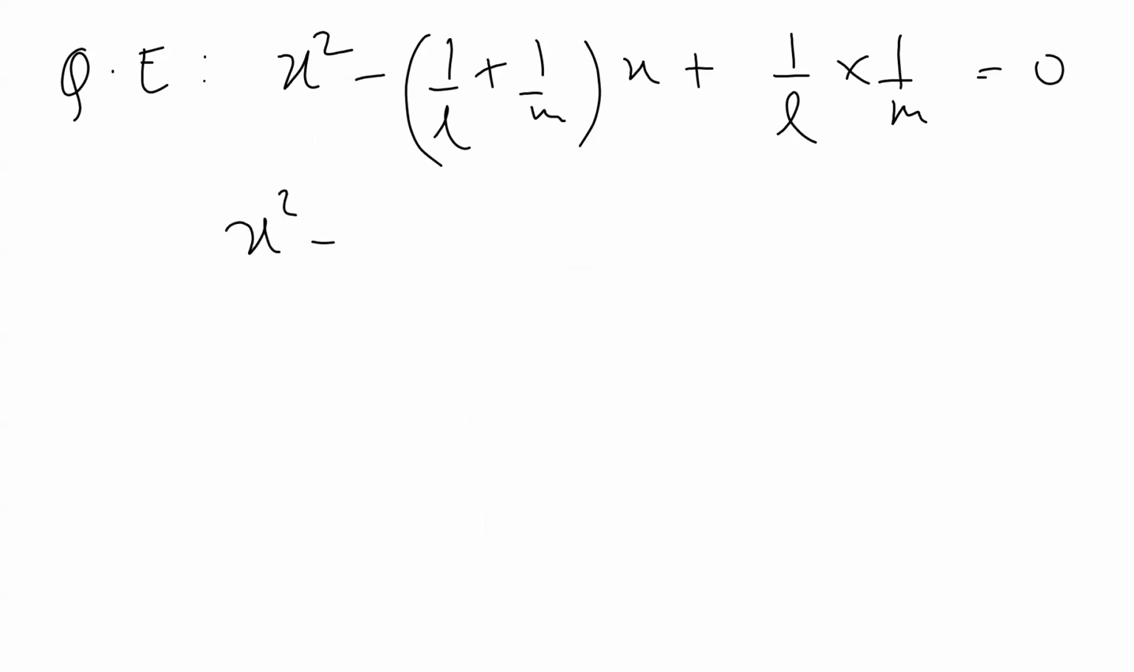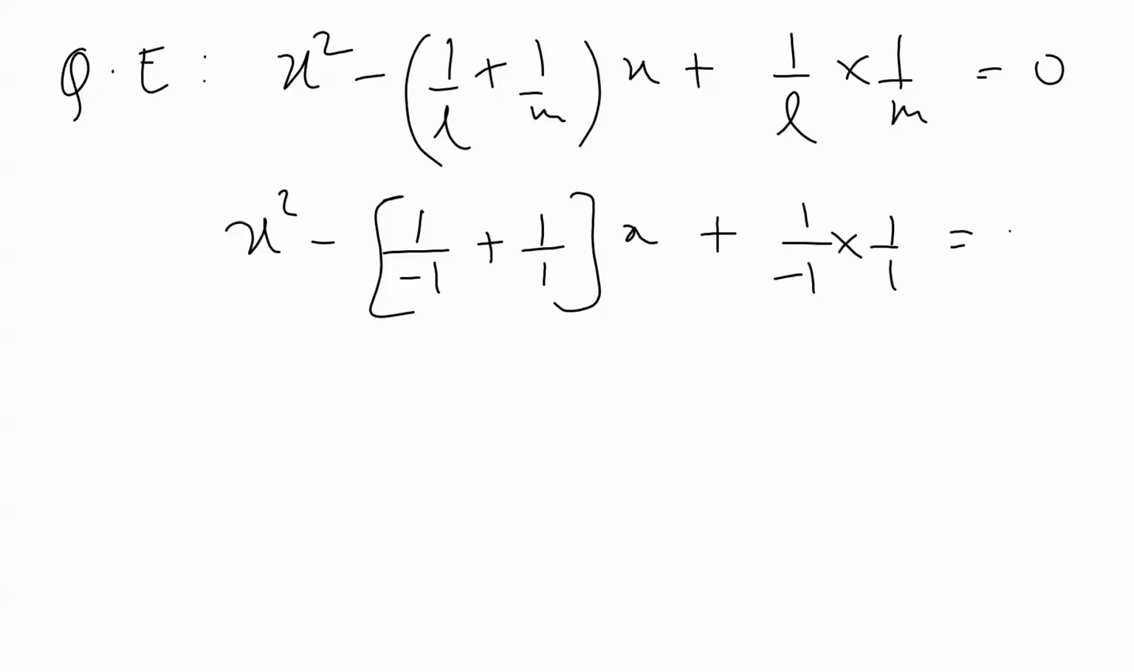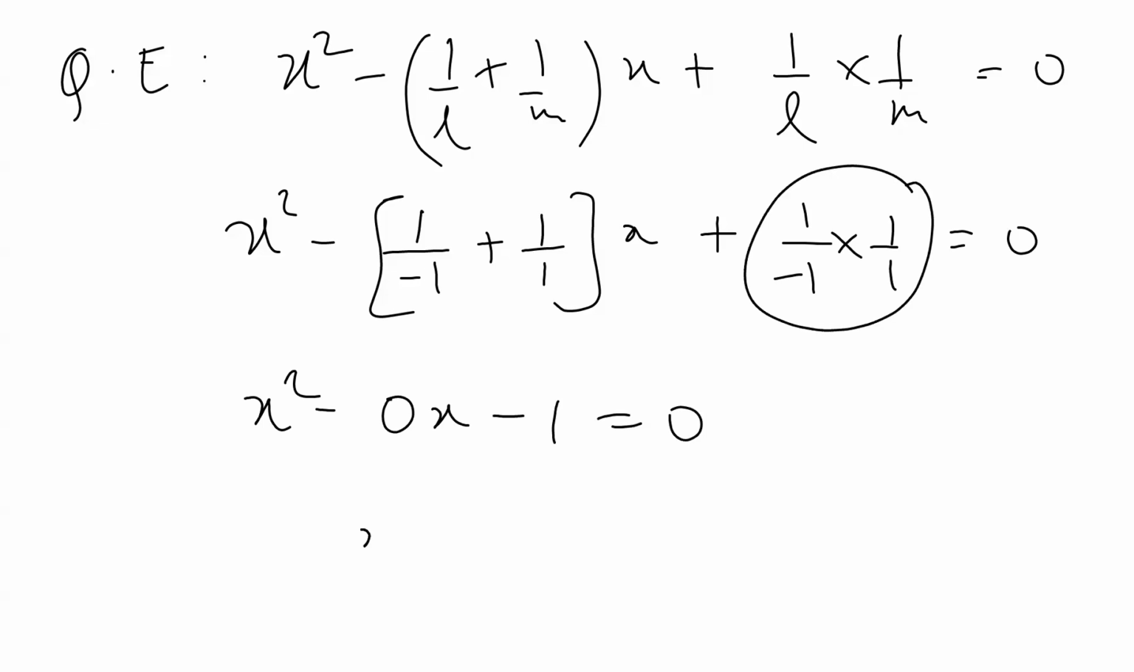So 1 upon minus 1 plus 1 upon 1, plus 1 upon minus 1 into 1 upon 1. See, because L is minus 1, M is 1, we have already done that. So x square minus 0x, and this is minus 1. So x square minus 1 is equal to 0. This is the required quadratic equation.